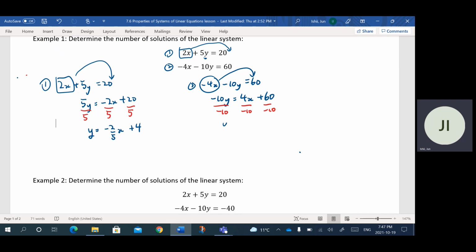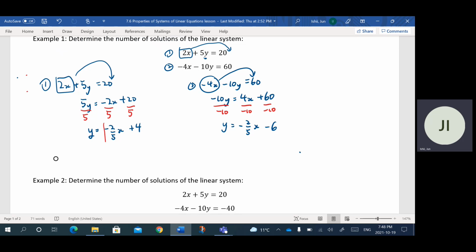So as a result, we get y equals 4 over negative 10, which reduces to negative 2 over 5. So I can reduce that to negative 2 over 5 x, and 60 divided by negative 10 is negative 6. All right, so if we compare these two lines, you'll see that they have the same slope. They both have a slope of negative 2 over 5.